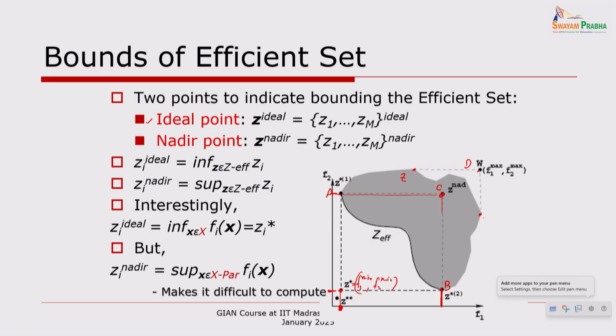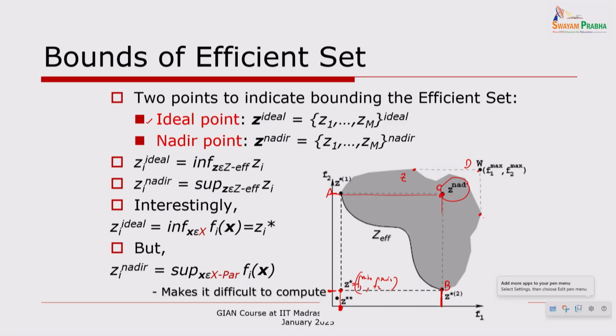To get the Nadir point, I need to know the entire Pareto set. Otherwise, I don't know what the worst value is. And the reason for knowing the Nadir point is to find the Pareto set. So that's a chicken-and-egg kind of problem. So how is the Nadir point helpful to find the Pareto set?